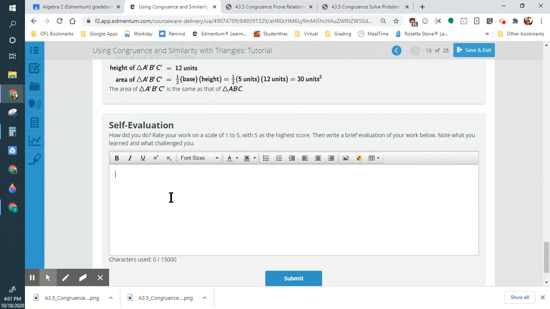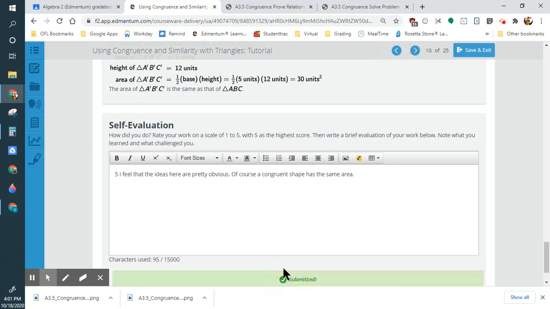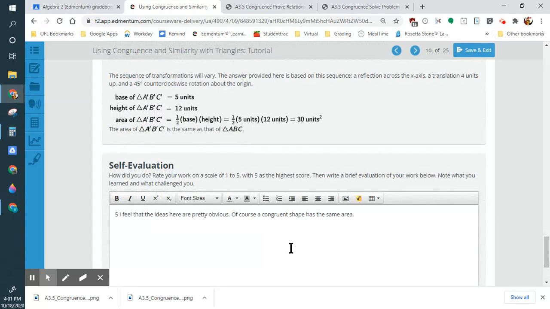I feel that the ideas here are pretty obvious. Of course, a congruent shape has the same area. So it seems very obvious, but it is really important in terms of math sense.